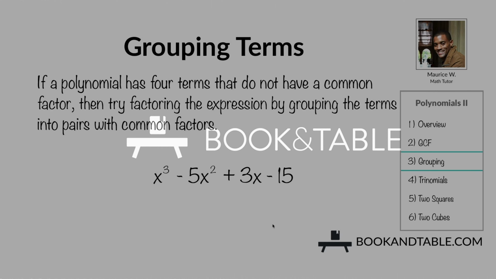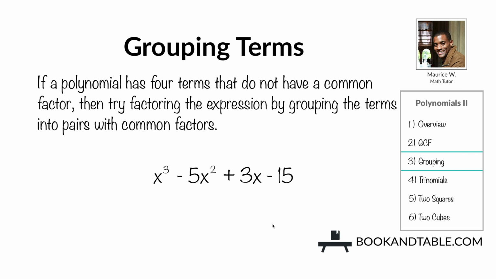If a polynomial has four terms that do not have a common factor, then try factoring the expression by grouping the terms into pairs with common factors. So let's say we had the polynomial x cubed minus 5x squared plus 3x minus 15. There isn't a singular factor that can be removed from all four of these terms.